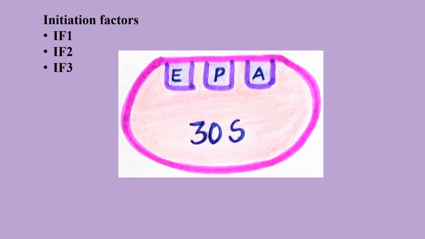The next requirement for the initiation phase is initiation factors. There are three initiation factors in prokaryotes: IF1, IF2 and IF3. IF1 binds to the A site of the 30S subunit so that the initiator tRNA will not bind to the A site. It will bind to the P site only, as the initiation codon is present at the P site of the ribosomal subunit.